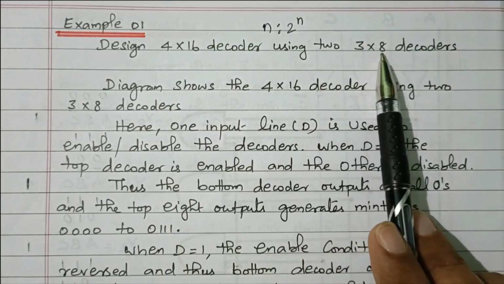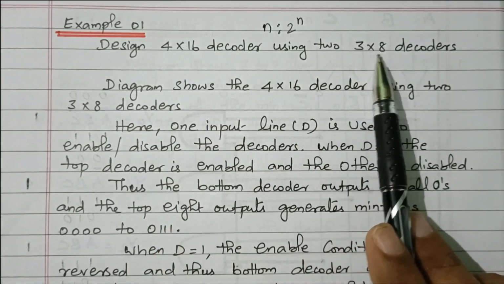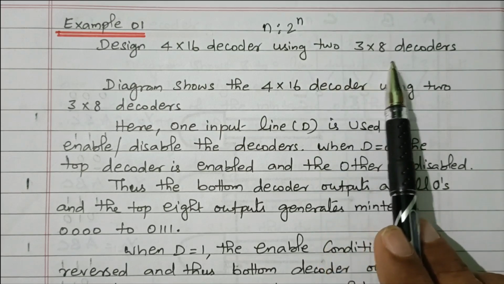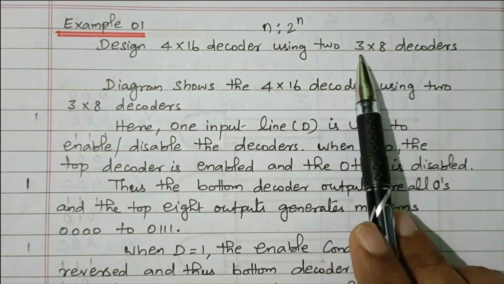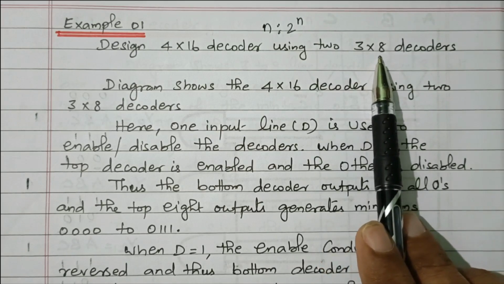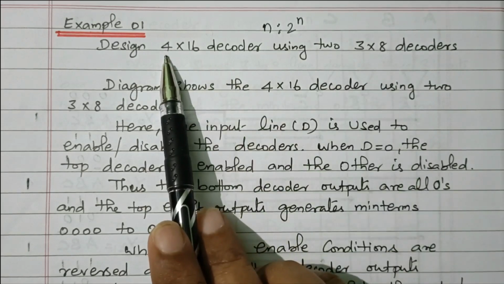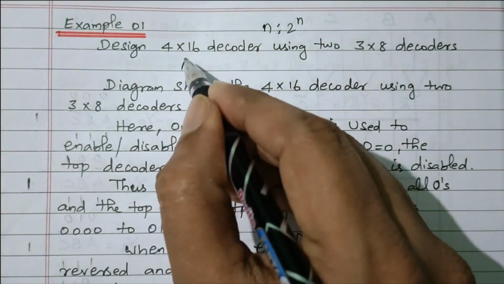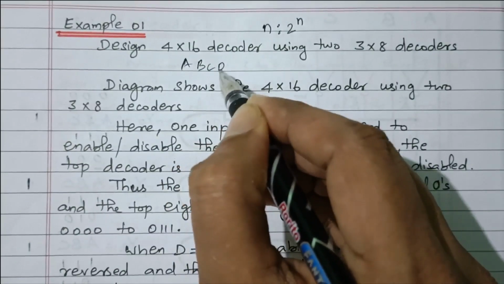So here 3 into 8, 8 outputs are available. So we are using 2 numbers. 2 into 8, 16 outputs we will get. Right? 2 numbers of 3 into 8 decoder we are using. So here 4 inputs are available. Let us consider A, B, C, D. 4 inputs A, B, C and D.